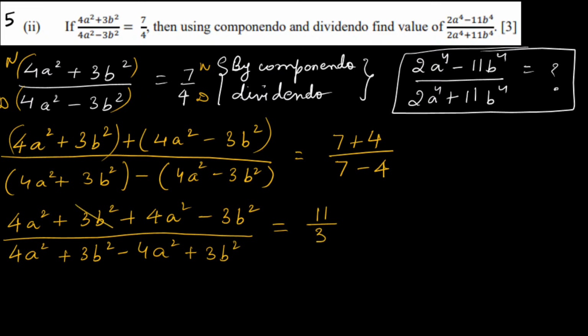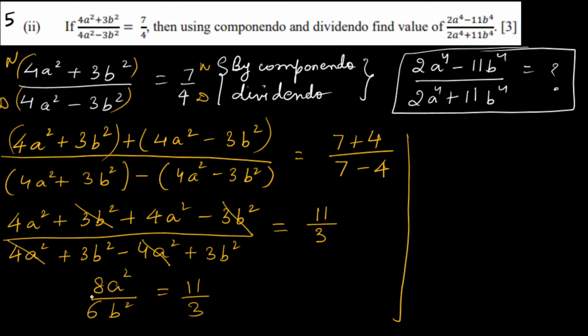Now here plus 3b square and minus 3b square will get cancelled. Here 4a square and minus 4a square will get cancelled. So what will we get now? 4 plus 4 is 8. 8a square by 3 plus 3 is 6, 6b square. This is equal to 11 by 3. Now if any cancellation is possible, do it. So we can do it in 2's table, 2 into 4, 2 into 3. So from here what I am getting is 4a square by 3b square is equal to 11 by 3.